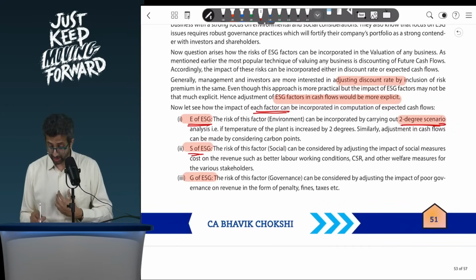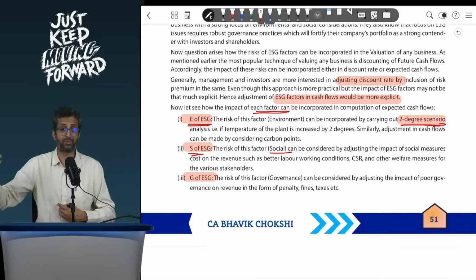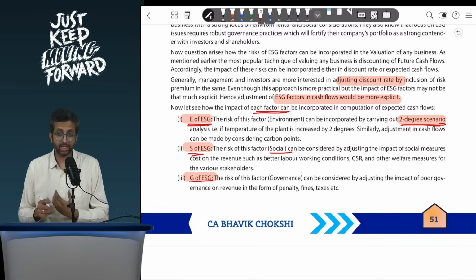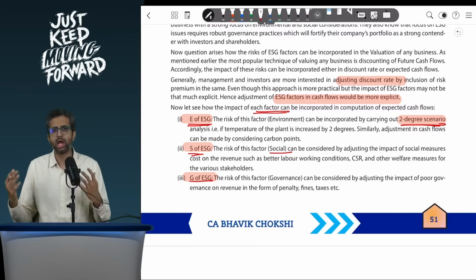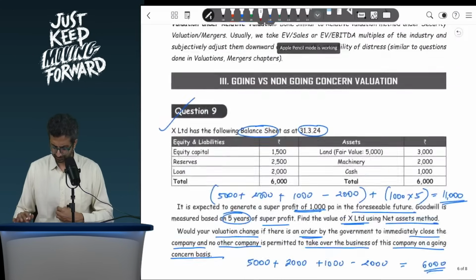Social impact: if I exploit my labor, they might go on strike or it might affect my revenue. Governance impact: if you do some non-compliance, you might have to pay penalties, etc., to the government. All of these put together can have an impact on valuation, where we have put question 10 as well as question 11, the last two questions on these two particular aspects.